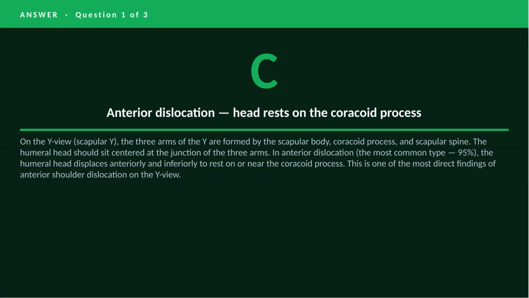The answer is C, anterior dislocation, head resting on the coracoid process. On the Y view, the 3 arms of the Y are the scapular body, coracoid, and scapular spine. The humeral head should sit centered at the junction. In anterior dislocation, 95% of cases, the head displaces anteriorly to rest on or near the coracoid. Posterior dislocation would show the head below the scapular spine.